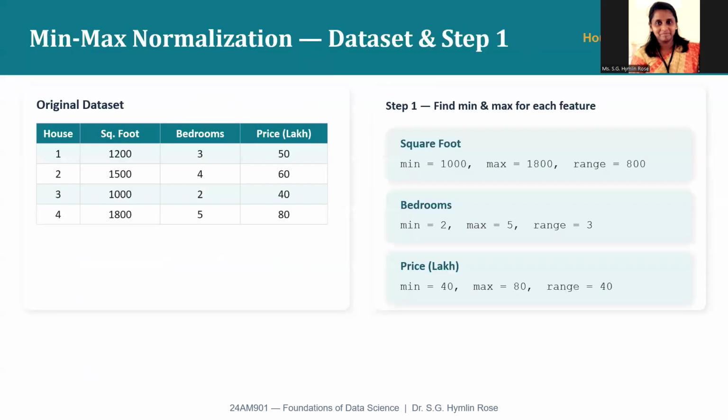Let us take an example with four data points: square footage for houses 1, 2, 3, 4, the number of bedrooms, and the price. First, find the minimum and maximum of each feature. For square footage, the minimum is 1000 and the maximum 1800. Bedrooms: minimum 2 and maximum 5. Price: minimum 40 lakhs and maximum 80. The range is the difference between the maximum and the minimum value. So the range for square footage is 800, for bedrooms is 3, and for price is 40 lakhs.